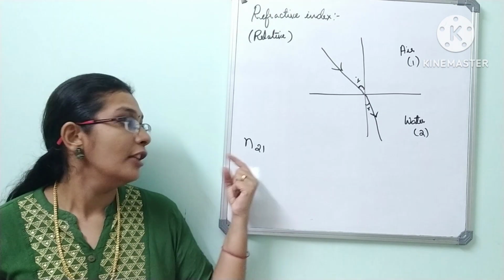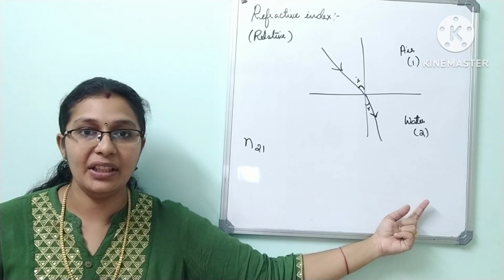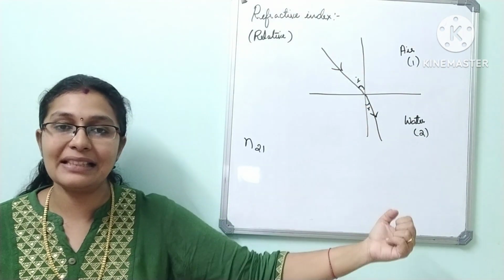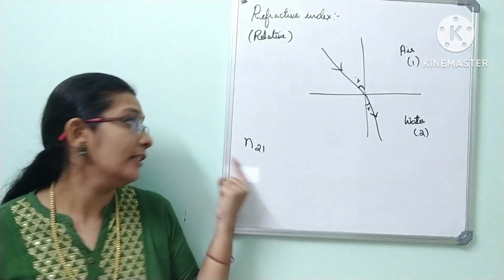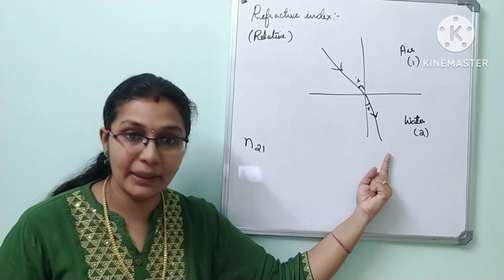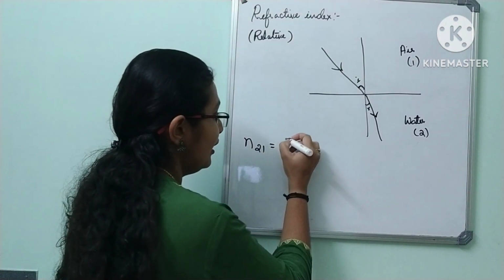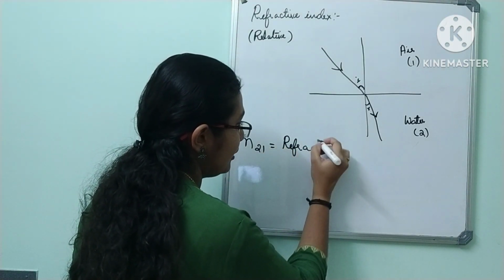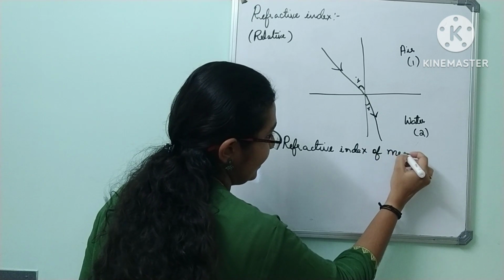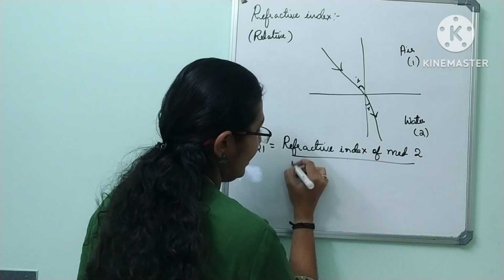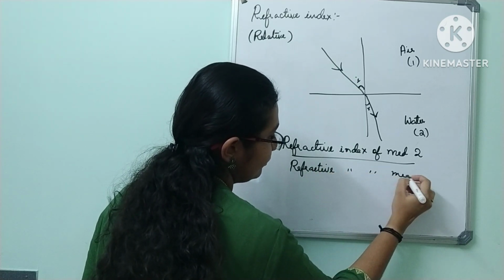Yes. How much extent? So, where is the bending of light taking place actually? In the first medium or second medium? In the second medium, right? So, with respect to the first medium, the second medium ray of light is bending, right? So, how can I call this as the refractive index of the second medium with respect to the first medium. Okay, so if I write this, I can write as refractive index of medium 2 divided by refractive index of medium 1.